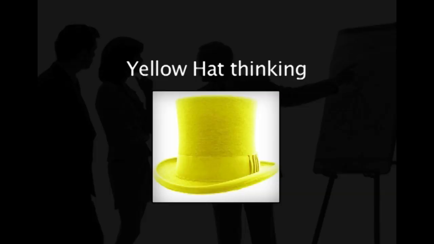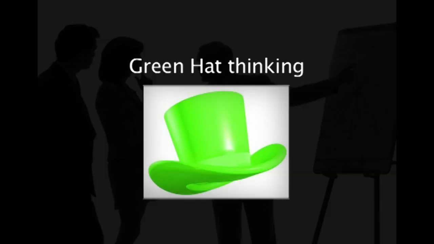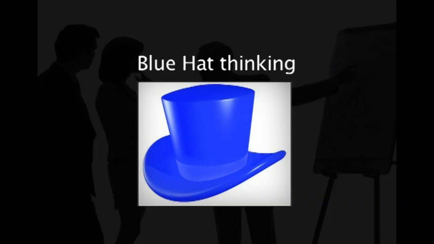Yellow hat thinking. This is the logically positive thinking. Next, green hat thinking. This is the hat of creativity. The next hat, blue hat thinking. This is the overview or process control hat. In technical terms, the blue hat is concerned with metacognition.